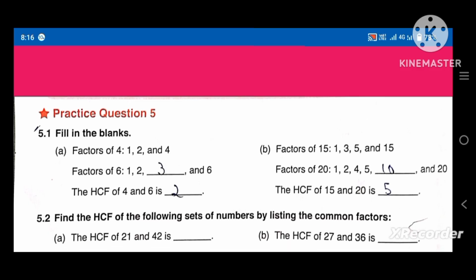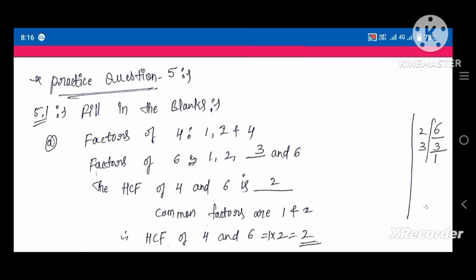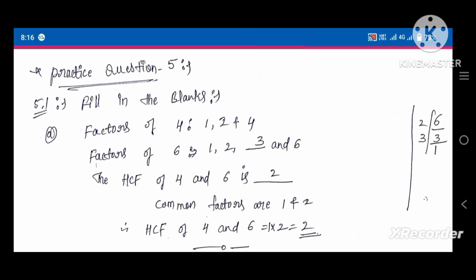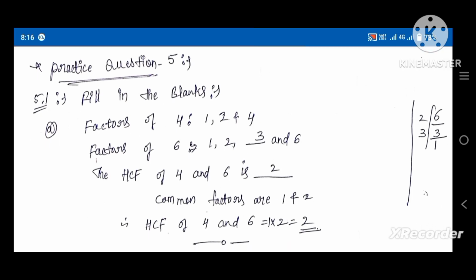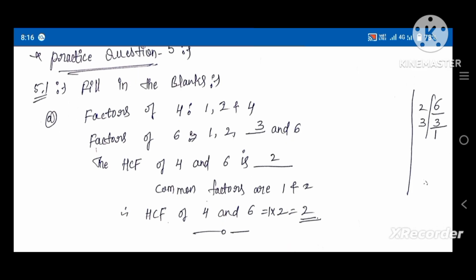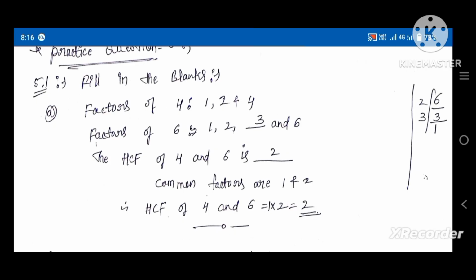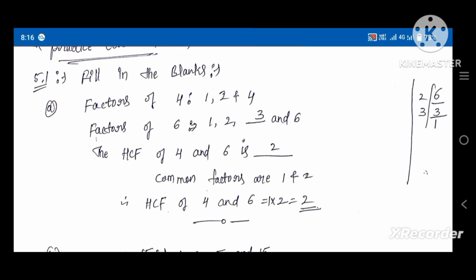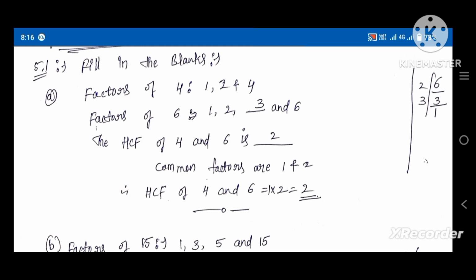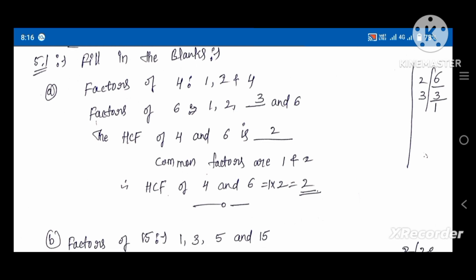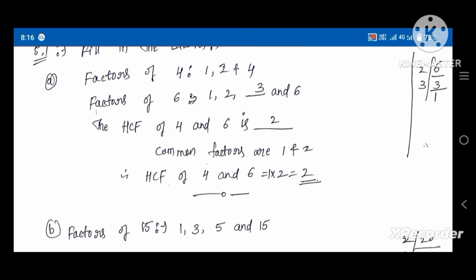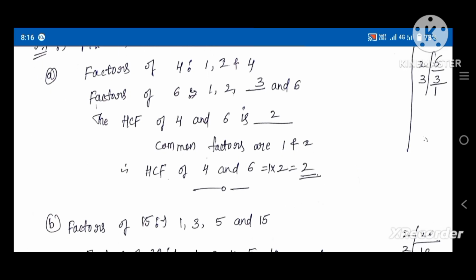Practice question 5. Factors and multiples. Point 1. Fill in the blanks. Factors of 4 are 1, 2 and 4. Factors of 6 are 1, 2, 3 and 6. The HCF of 4 and 6 is 2. Common factors are 1 and 2. HCF of 4 and 6 is 1 into 2, which is 2.